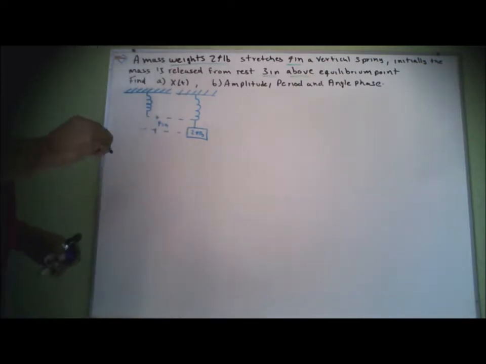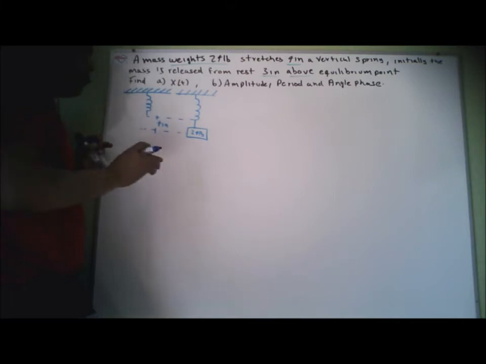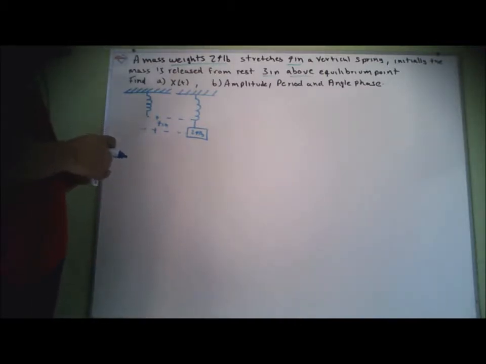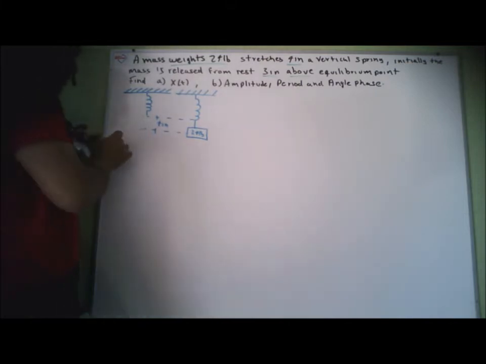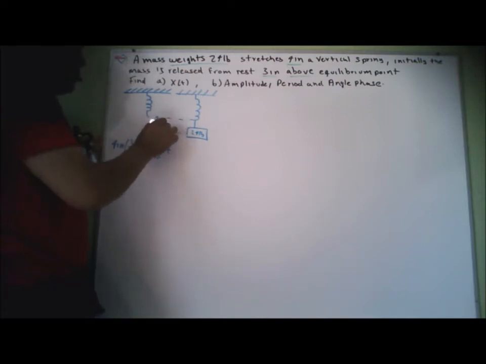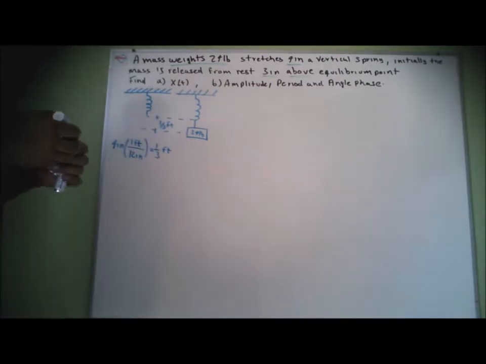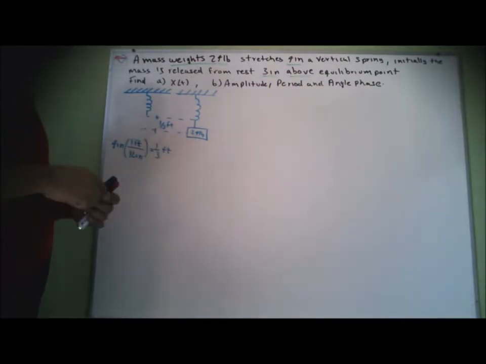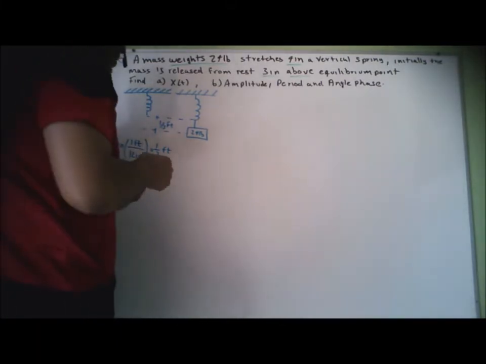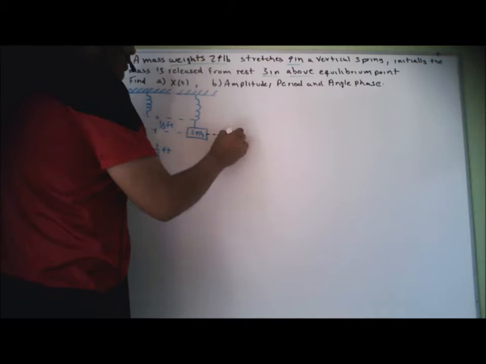Now we have to convert this into feet. Why do we need to do that? Because the velocity is actually in feet. So these 4 inches, if 12 inches is 1 foot, this is 1/3 of a foot. Now, with the 24 pounds attached, that becomes our equilibrium position, so this is x equal to 0.